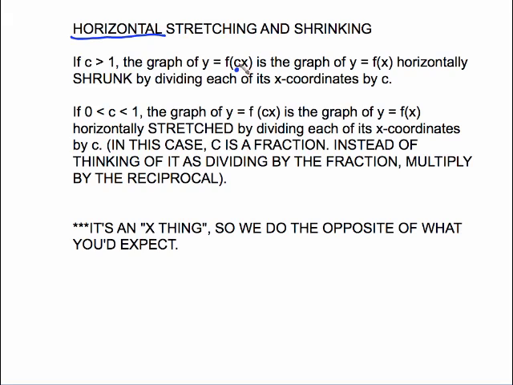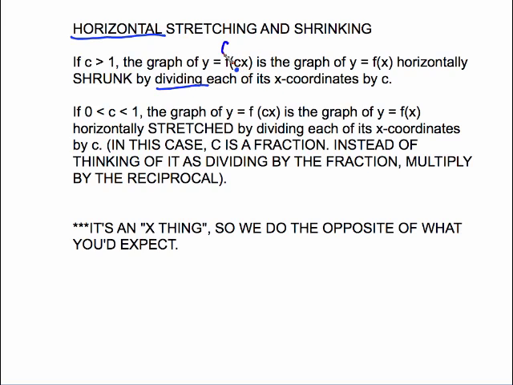That's inside with the x. Therefore, I know it's an x thing. Also, remember when it's an x thing, we do the opposite of what you'd expect. So this says if c is greater than 1, the graph of y equals f of cx is the graph of f of x horizontally shrunk by dividing each by c.